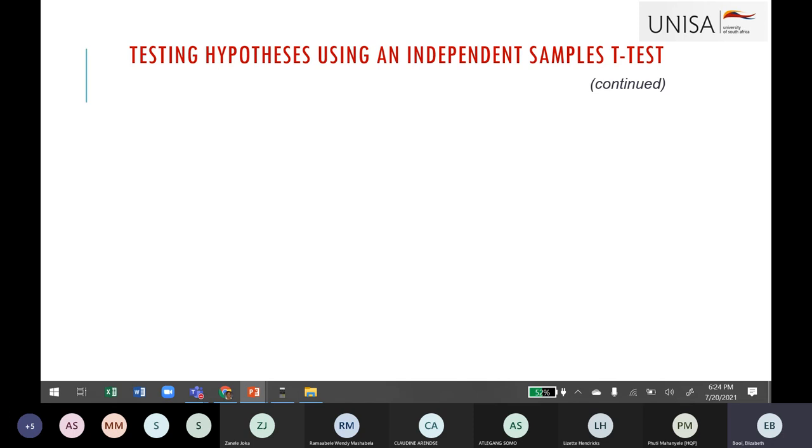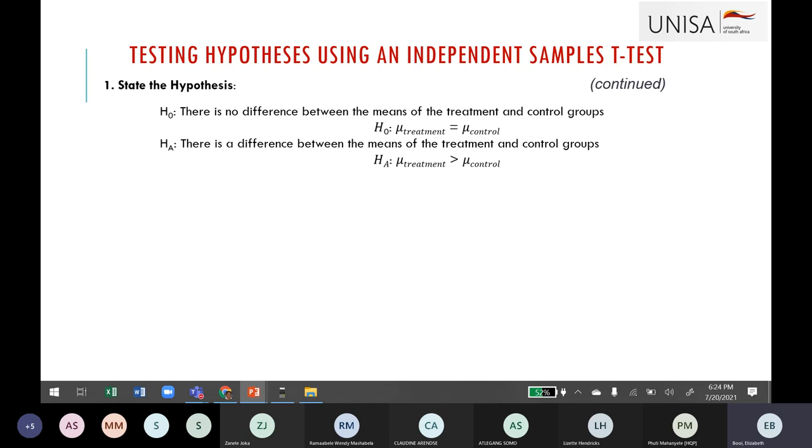Okay, so let's look at an example where we do hypothesis testing for an independent sample. So let's say we need to test, I'm just giving you an example of the steps. The null hypothesis will state that there is no difference between treatment and control groups, and the alternative will say there is a difference.